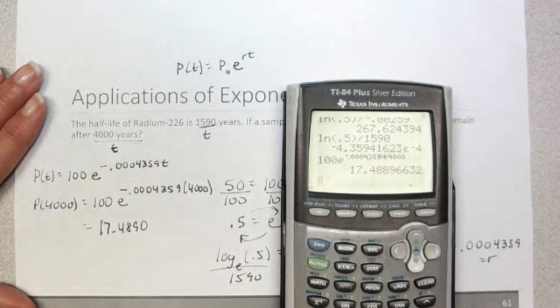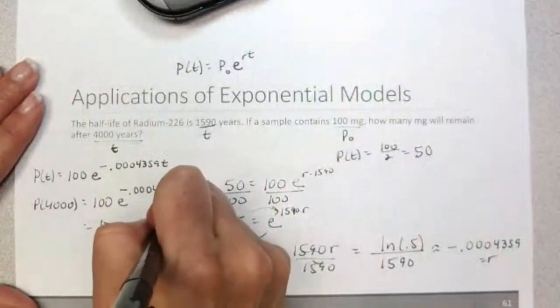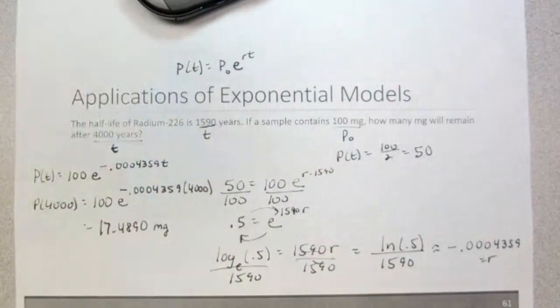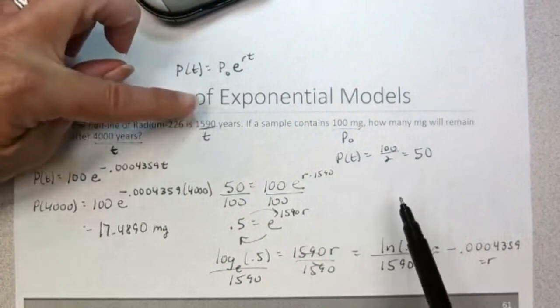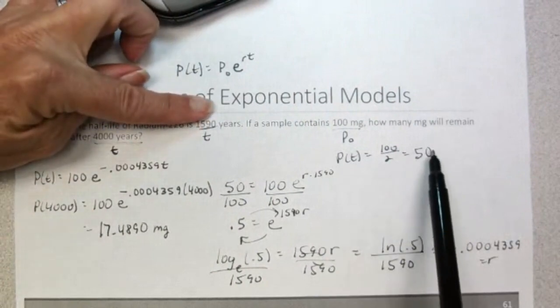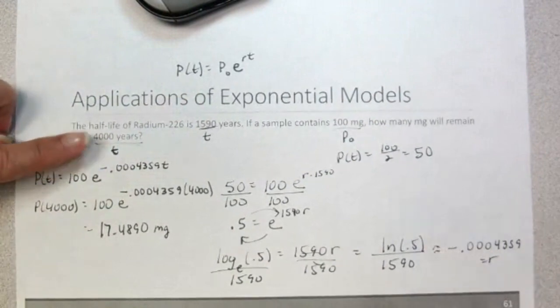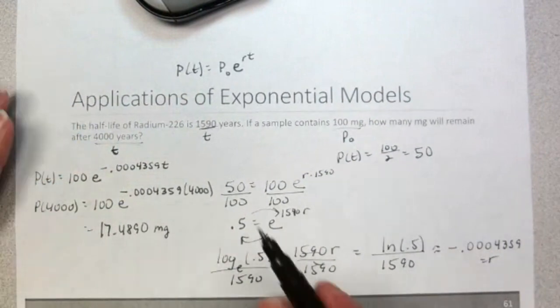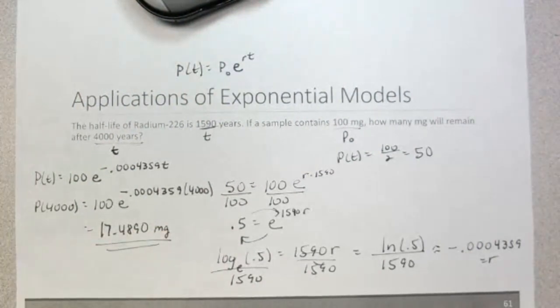I've been using 4 decimals, so I'll say 17.4890. What are our units here? Milligrams of radium-226. Now, does it make sense? Well, the half-life was only 1,590 years. That would give us 50 milligrams. So after 4,000 years, I should have quite a bit less. So it does make sense to me that 17.4890 is our correct answer. All right, this ends the lecture on exponential equations.